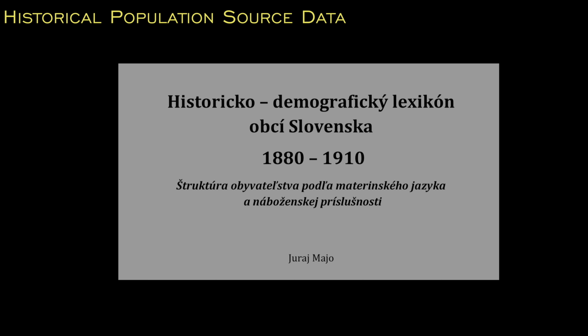The main population resource that I used was the document whose title page is shown here. This roughly translates to Historical Demographic Lexicon of Municipalities of Slovakia, 1800 to 1910. Population Structure by Mother Tongue and Religious Affiliation by Juraj Majo. It was published in 2012, and it's straightforward to find online.